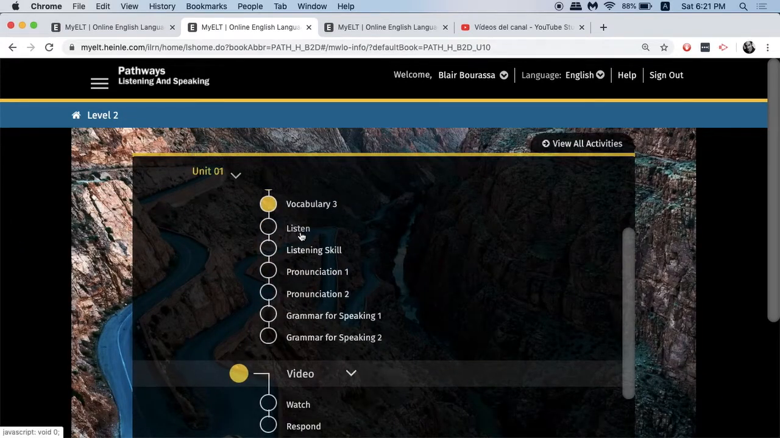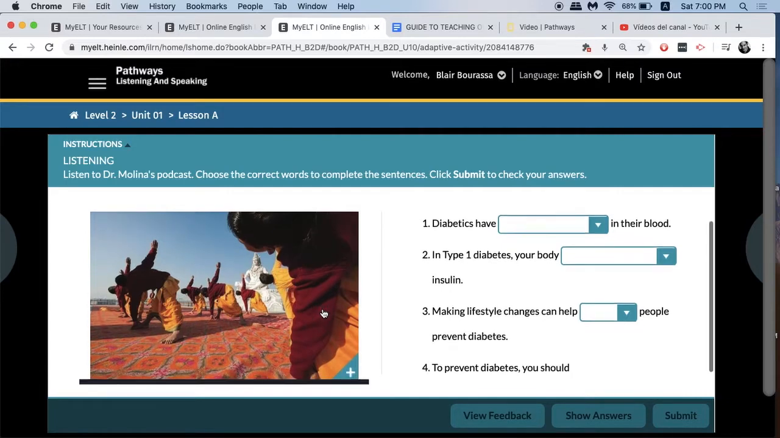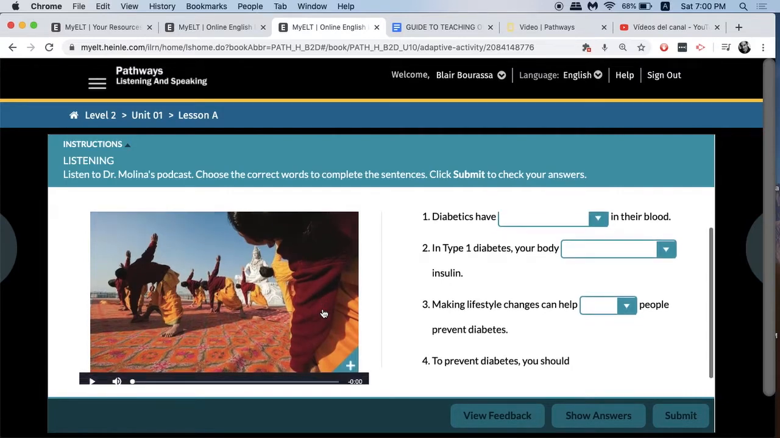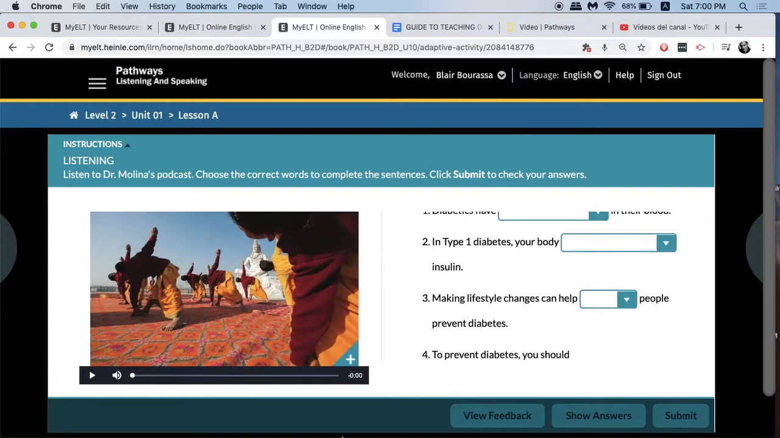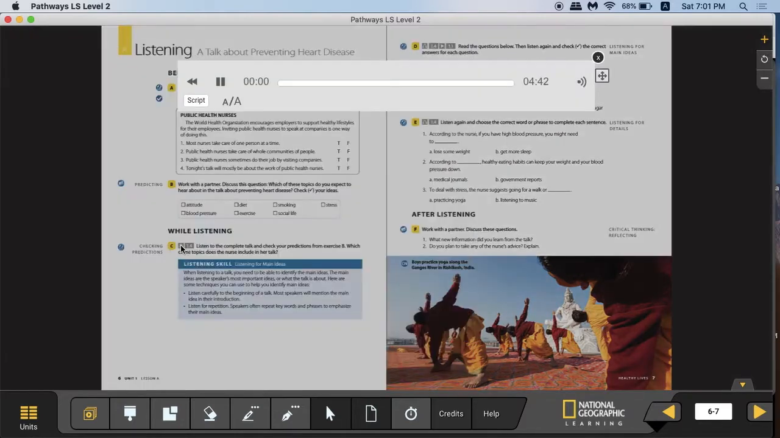Then there's the listening task. And the listening looks like what's in the book a little bit. It has the same picture. Okay, so here's the book. If I click on the listening for the book, Page 6, Exercise C, and page 7, Exercises D and E. A talk about preventing heart disease.